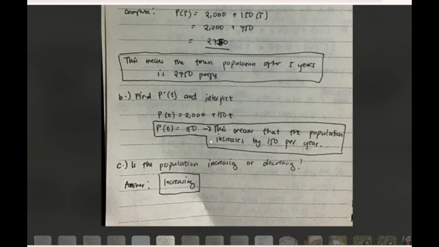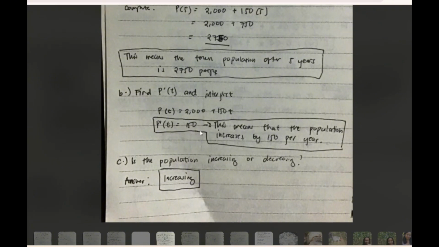Moving forward to letter B, find P prime of t and interpret. P of t is 2000 plus 150t, and to get P prime of t, that would be 150, since the derivative of 2000 is 0 and the derivative of 150t is simply 150. This means that the population increases by 150 per year. The number of people gets to be increased by 150 per year.